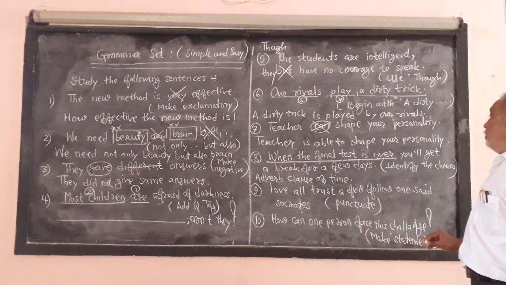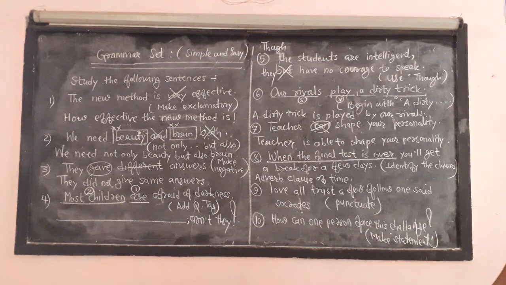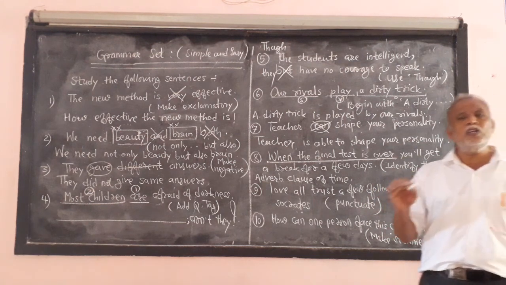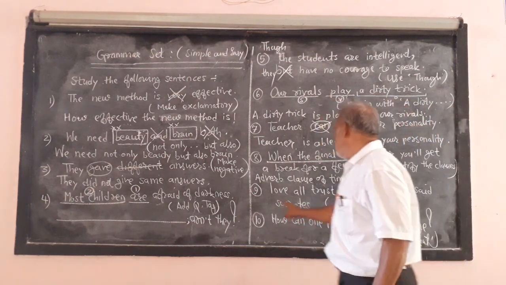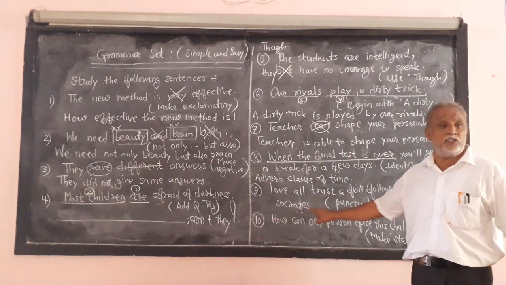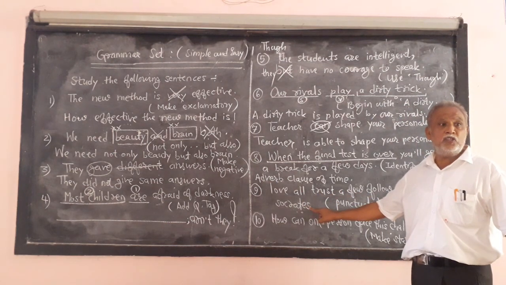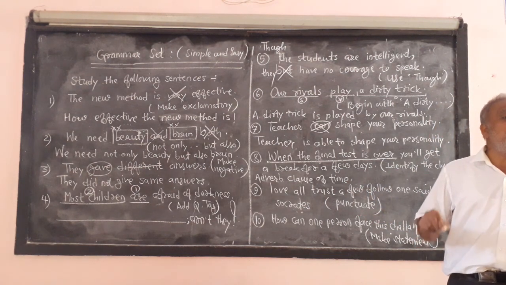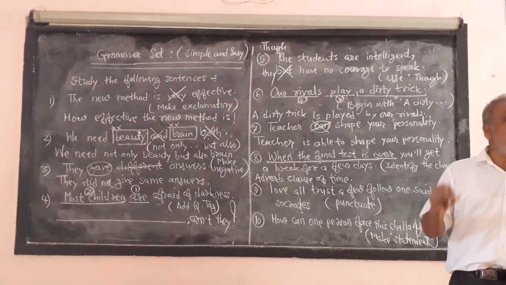Okay. Let us come to sentence number 9. This is punctuation. Certain marks are not given in the sentence. See the sentence. Love all, trust a few, follow one, said Socrates. First, find out the spoken sentence. In grammar, we call it reported speech. What is reported speech or what is the spoken sentence?